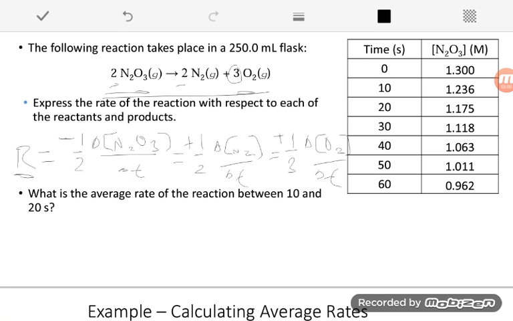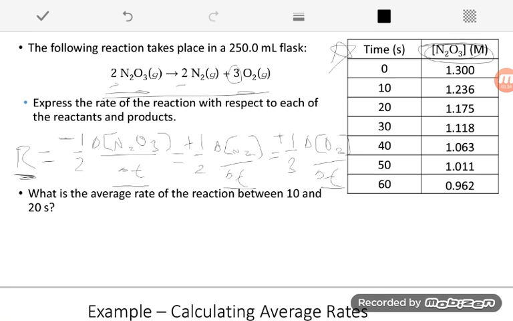I could figure out the overall reaction rate by measuring either N2O3 or N2 or O2. I could figure out the rate from looking at any one of these. Now the next question actually wants me to do the calculation. What is the average rate? So what I need to do is look at this table it gives me and see what molecule it gives me information about. And the answer is N2O3.